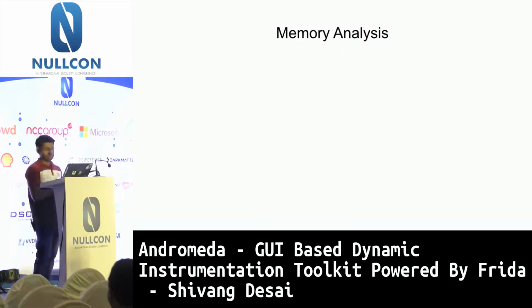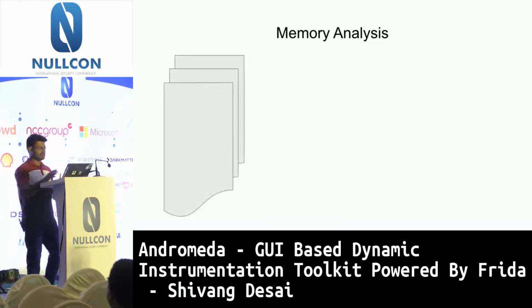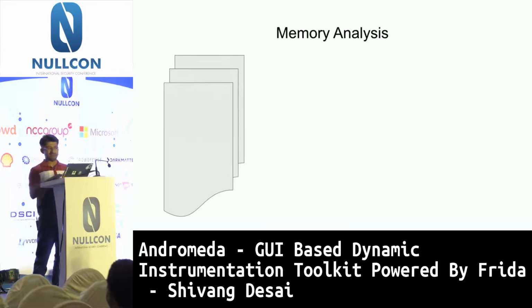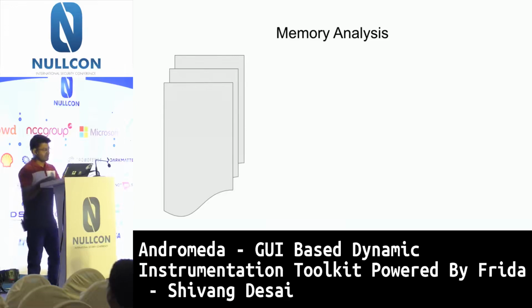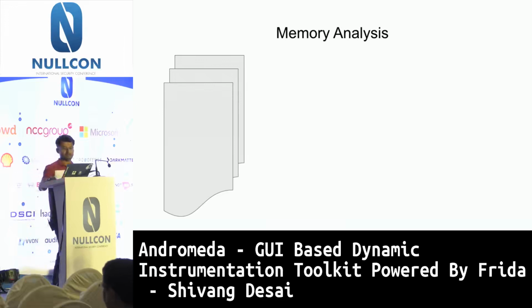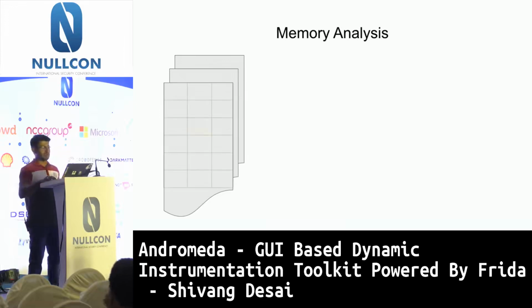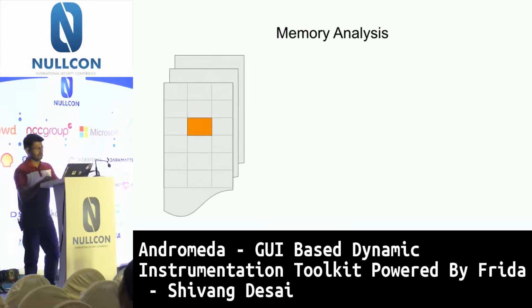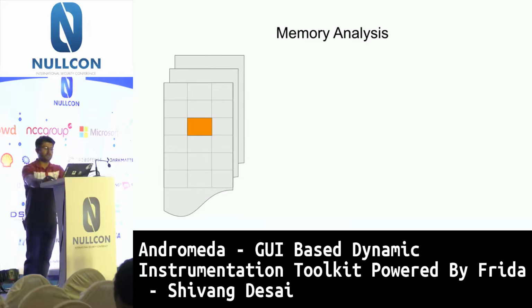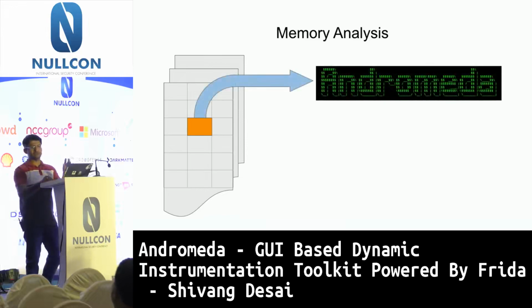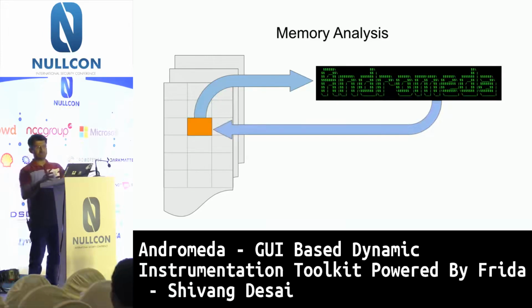Memory analysis. I'll not go very deep into it because this is a very initial stage of memory analysis, what I was trying to do. Inside memory, there are some ranges and different types of blocks, and the data that we require is in a particular block. We can search for a particular block, and Andromeda will allow you to make alterations and rewrite the block with modifications.